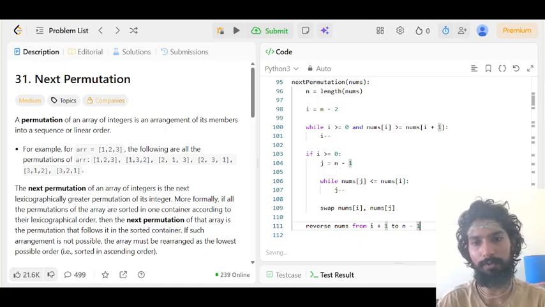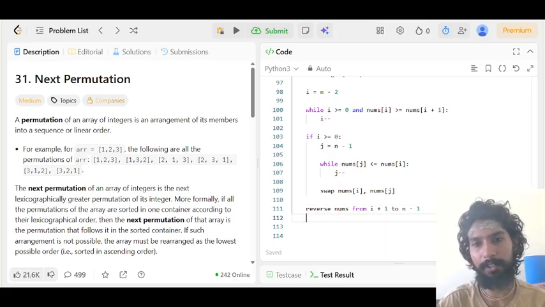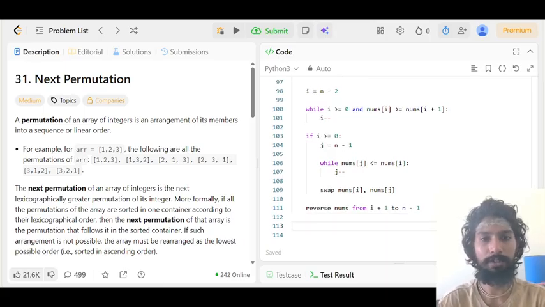from i plus 1 to n minus 1. That is the suffix part. We reverse the suffix. So in case i is equal to 0, then also we reverse the complete array. There is no pivot. So this is our pseudocode.